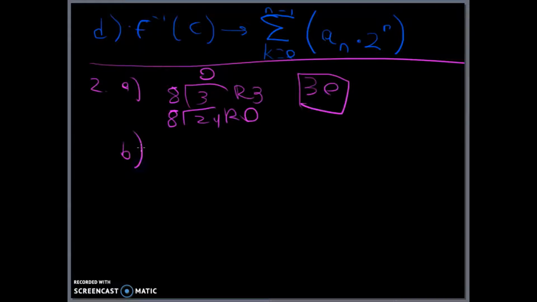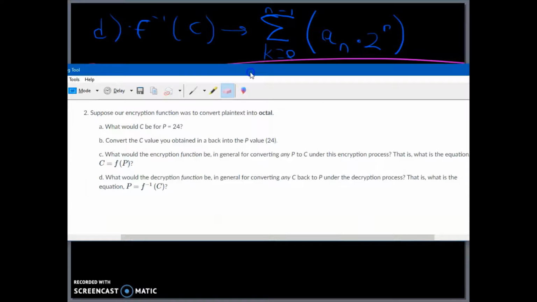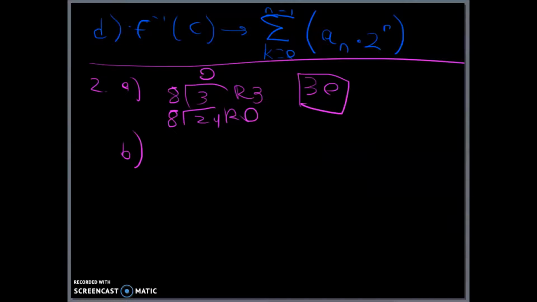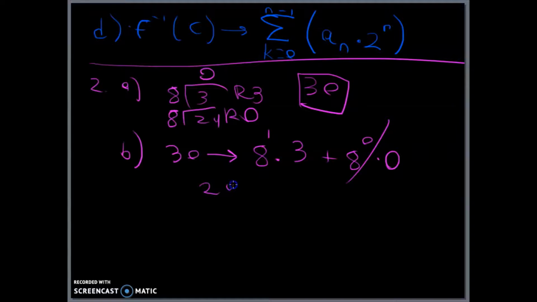Part B would be converting this value we obtained back into our base 10 value of 24, and that's the same thing we did in question 1, multiplying each digit by its weight. So we have our number 30 right here. And what I'm going to do is multiply that by its weight, which in the first spot is 8 to the first times 3, plus 8 to the 0 power, which is going to be 1, times our value. That's going to be 0, so that doesn't matter, but 8 times 3 is 24, and that was our original value.